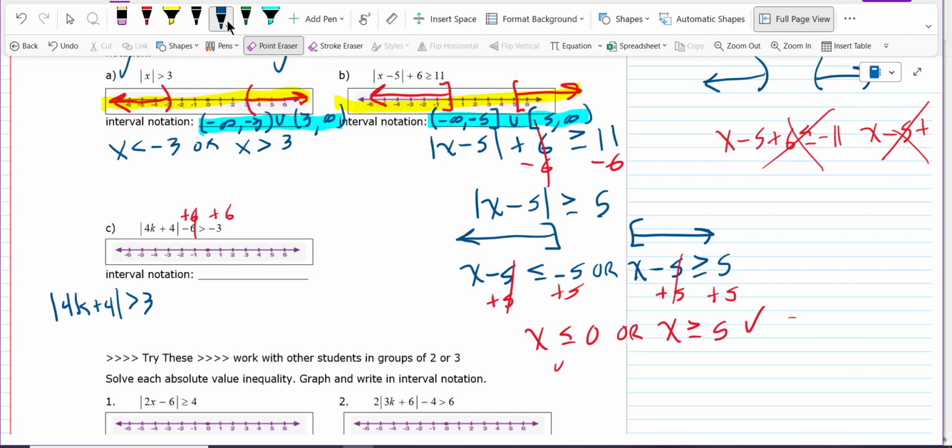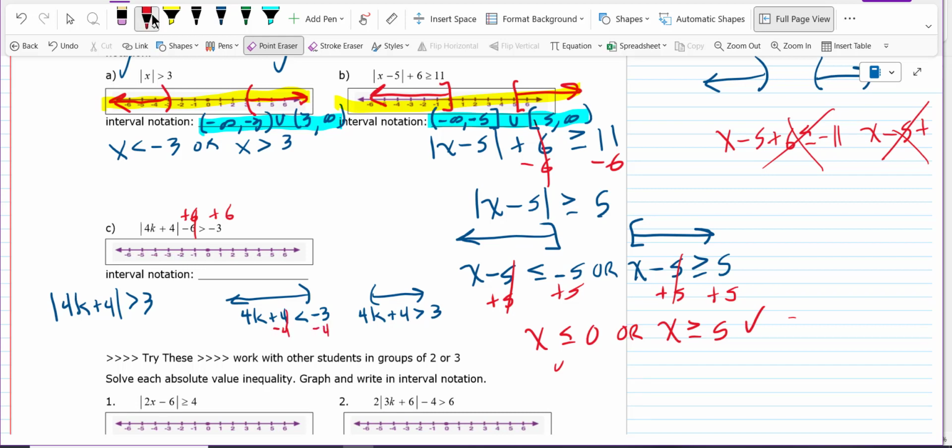Okay, so what happens here then is you're going to set up two solutions. The solution going to the right is going to be 4k plus 4 greater than 3. The solution going to the left, you're going to solve 4k plus 4 less than -3. Then it's just a matter of solving a basic inequality.